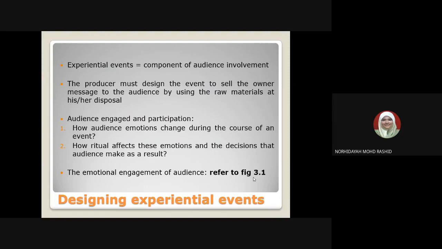Okay, so how? How do we know whether our event is well designed and the audience is happy with us? There must be involvement. For example, there is a buffet line, and whether that buffet line is convenient for our audience, or whether there is any activity in your event with two-way communication, direct or indirect, with our audience. Okay, audience engagement and participation, how the audience's emotion changes during the course of the event, how ritual affects this emotion, and the decisions the audience makes as a result.